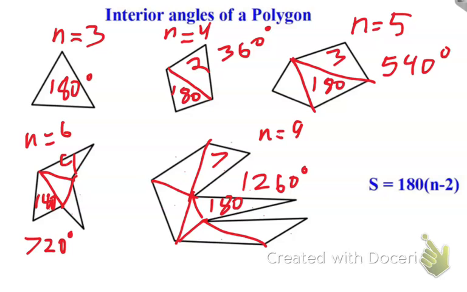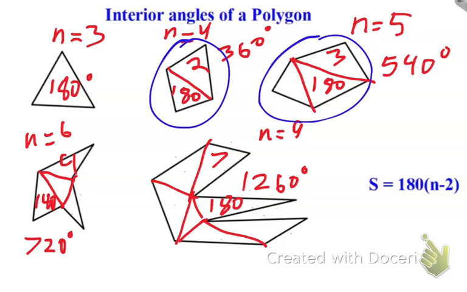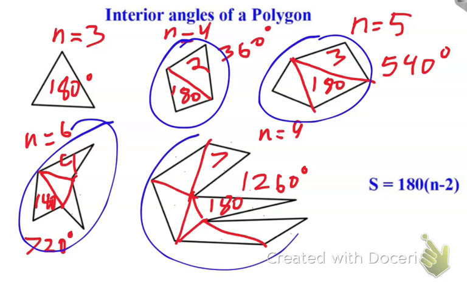Also, I want to point out that it does not matter if the polygon is convex, like these, or if it's concave, like these. Remember, convex, all the angles poke outward. Concave, they cave in like this. So right here, it's caving in. It only takes one concave angle to make the entire thing concave. And so here we see it doesn't matter if we have a concave polygon or a convex polygon. The formula works either way. All right, so that will be interior angles of a polygon.